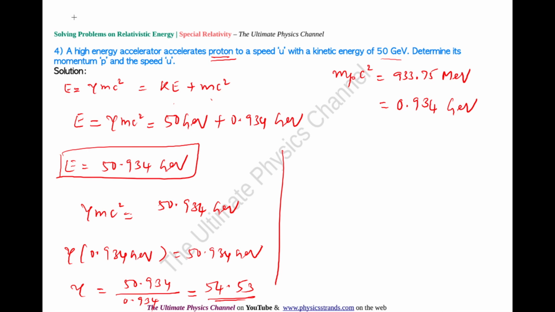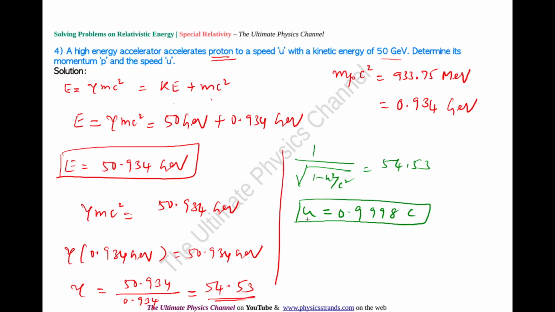So with that gamma, if you work out the speed, that is 1 over square root of 1 minus u squared over c squared, which is our gamma, 54.53. Therefore, u is equal to 0.9998, after the fourth decimal. We have that as the speed, times the speed of light c. Now from here on, we have to move to calculate the momentum. First part is momentum.